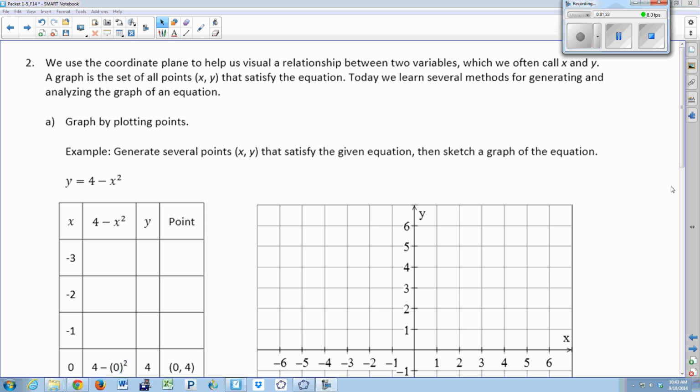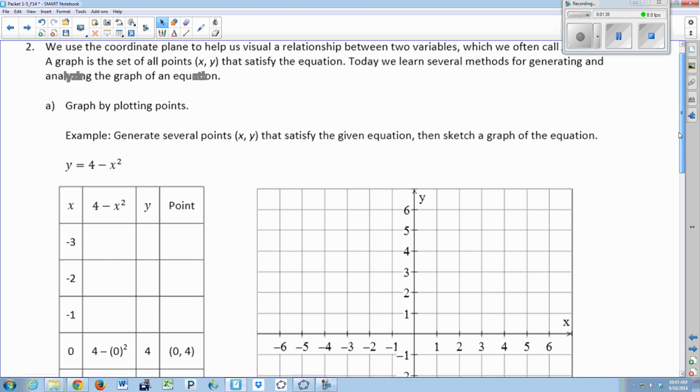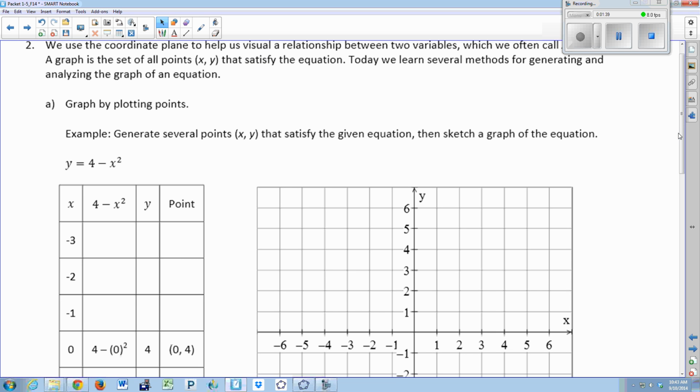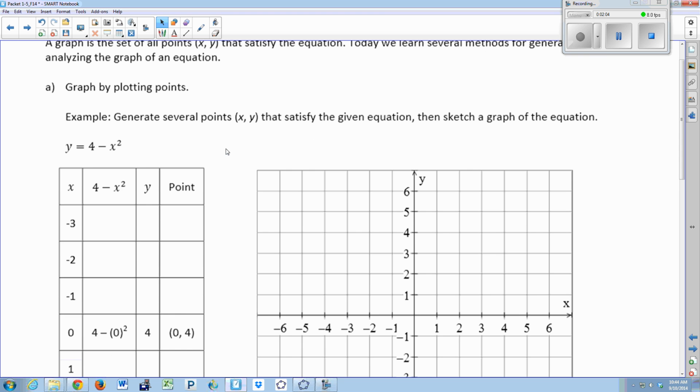All right. So today we're going to take a look at a few ways to generate a graph. One is by hand, which you've probably done before. One is going to be with a graphing calculator, and the other one is going to be with the program GeoGebra. We're going to do this by hand first, and then I'm going to show you how to do it with a graphing calculator, and then how to do it with GeoGebra. So those are the three things we're going to do today. All right, so let's take a look at this.